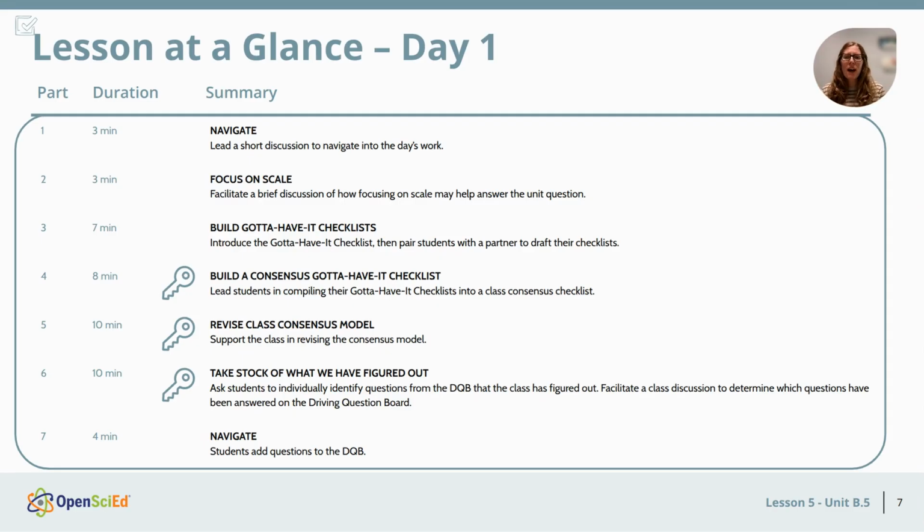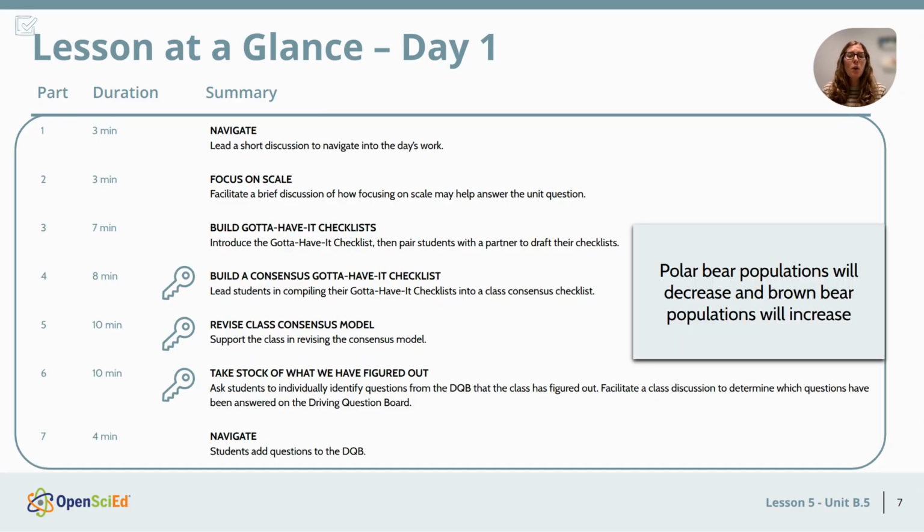So we're going to start by navigating. We'll lead a short discussion about what we're going to be completing today. Then we're focusing on scale. So we're going to have a brief discussion about how scale, thinking about time, is going to help us answer the unit question. Then we'll build a gotta have it checklist individually and with partners. Then we'll build a consensus gotta have it checklist, revise our class consensus model, and take stock of what we have figured out, looking at that driving question board and revisiting it.